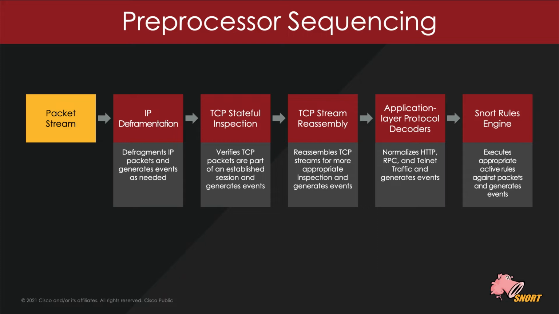Then we will look at the application layers, and again, this is the important normalization that goes on before it's passed on to the rules engine, which is on the right. So that's not technically a preprocessor, but it's in this diagram just to make it more clear what's going on here.